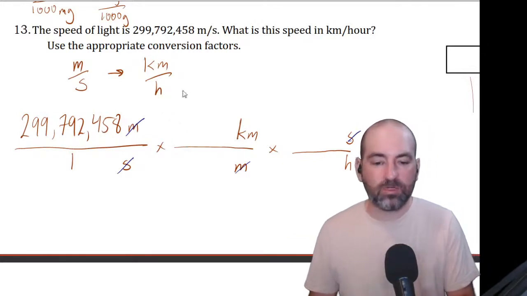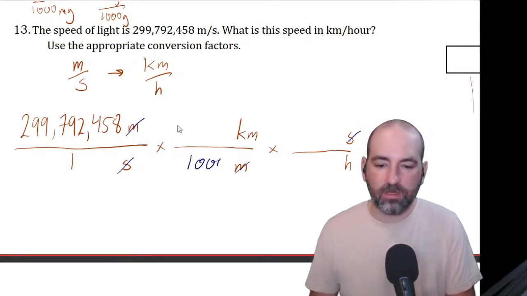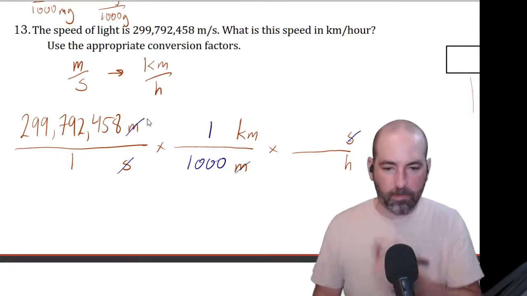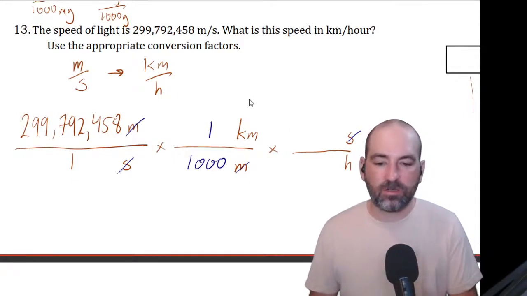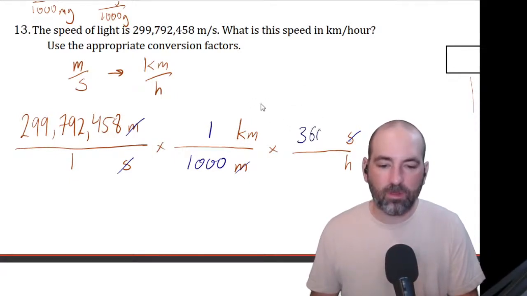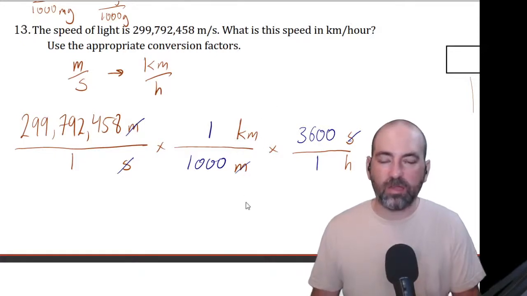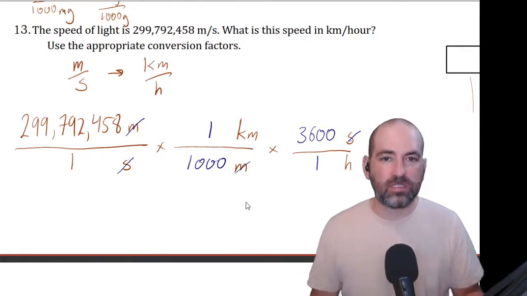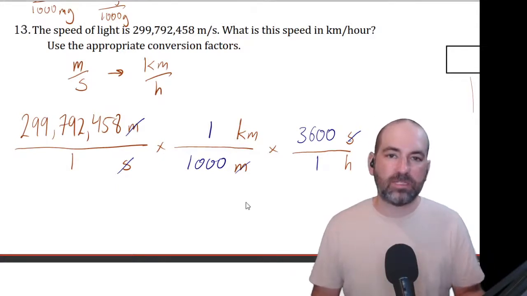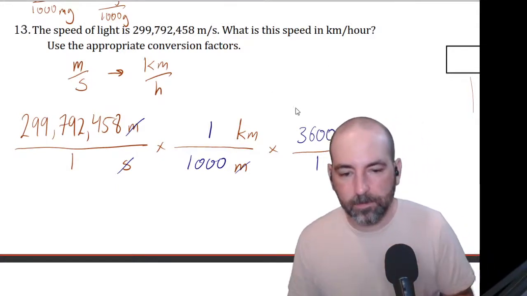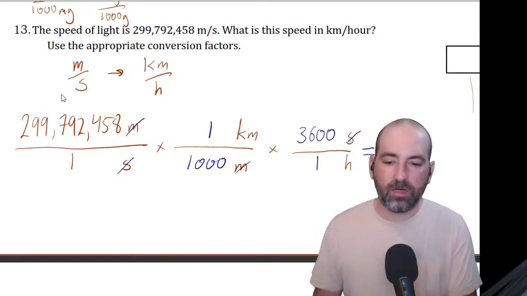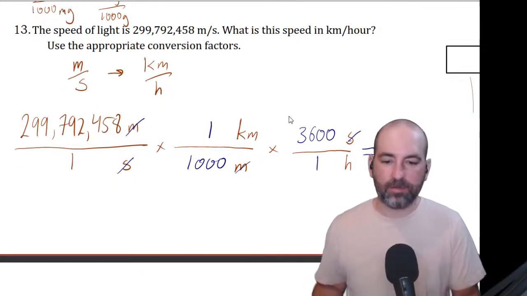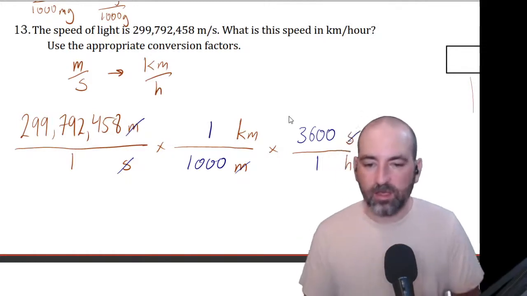So meters and kilometers, we should know that by now that there are 1,000 meters in 1 kilometer. And then in terms of time, there are 3,600 seconds in an hour. If you didn't know that offhand, you can calculate by knowing that there's 60 seconds in a minute, 60 minutes in an hour. 60 times 60 is 3,600. All right, so now to solve this, we take this initial big number, we divide by 1,000, and then we multiply it by 3,600. That should give us the speed of light in kilometers per hour.